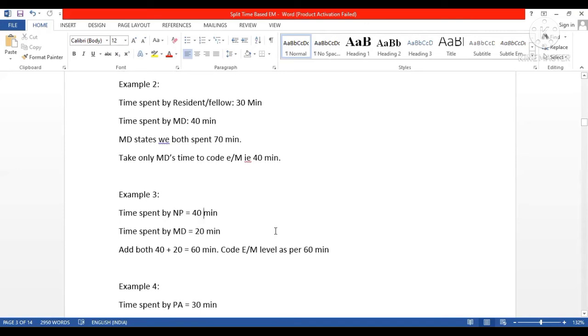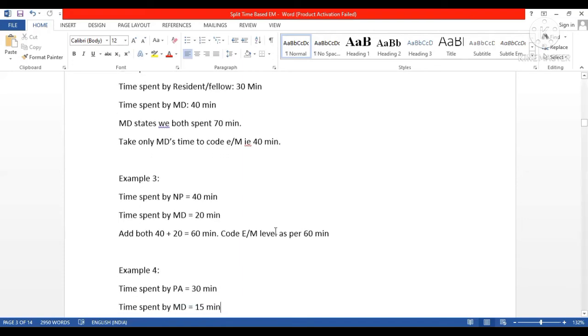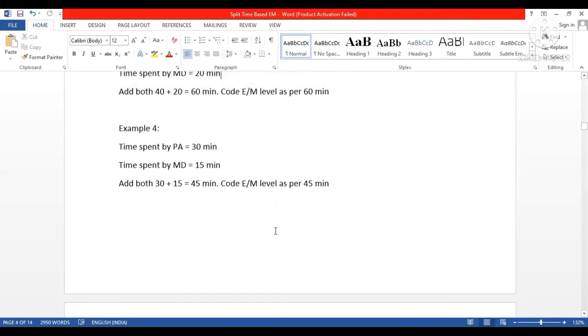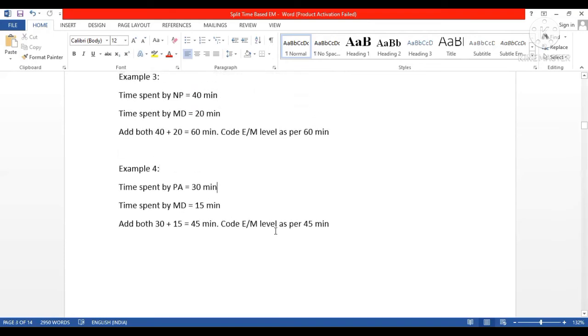The third example is time spent by NP 40 minutes and time spent by MD 20 minutes. In this case, as per the formula, we will add both of their times, 40 and 20, making 60 minutes, then code the E/M level as per 60 minutes. Now the last scenario: time spent by PA, where the PA is involved and the MD is also involved. The PA has mentioned their separate time, and the MD has given their time. So both spent 45 minutes. As per the formula, we will add both times, 30 and 15 minutes, so it's 45 minutes. Then we will code on the basis of the 45-minute E/M level.